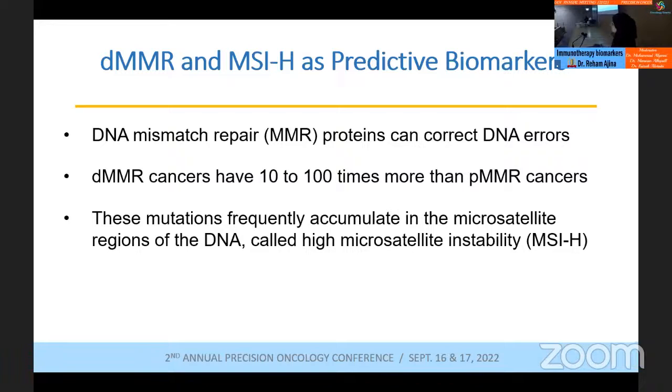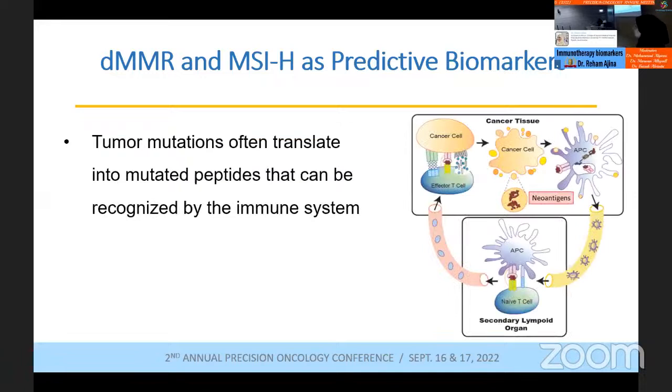Also, these mutations typically occur in the microsatellite regions. Therefore, dMMR tumors are also known as microsatellite instability-high, or MSI-high, tumors. And as you recall from the cancer immunity cycle, if there are more mutations, some of these mutations will become immunogenic, and thus the immune system will be sensitized.